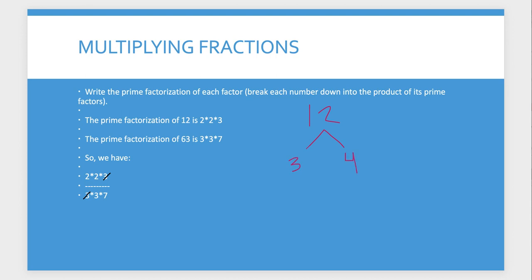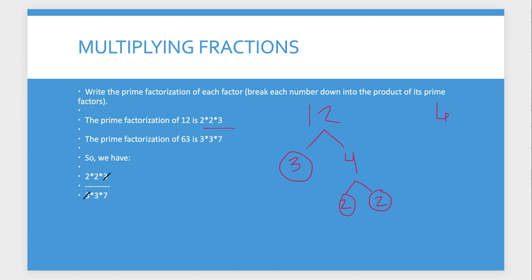It does not matter. 3 is a prime number because the only factors of 3 are 1 and 3. 4 is not prime because the factors of 4 are 1 and 4 and 2 and 2. So 4 is not prime. That means I can break it down further into its product of primes. And 2 times 2, of course, is 4, where 2 is a prime number. So 12 written as a product of primes is 2 times 2 times 3.